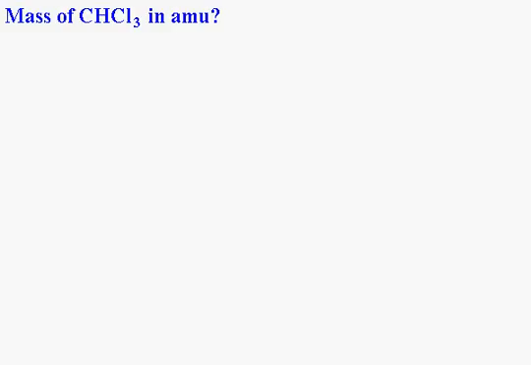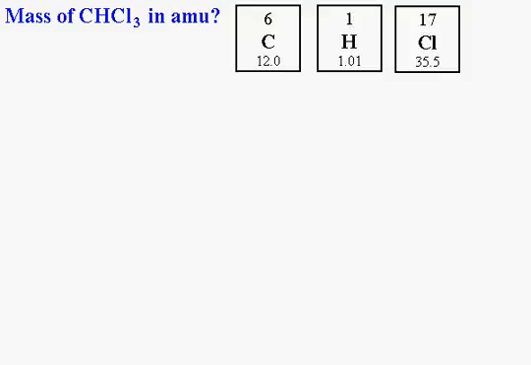In the first part of this example, we're just trying to figure out the mass of CHCl3 in atomic mass units. Well, that's not so bad. We can get the mass of each individual atom in the molecule by just looking at the periodic chart. Well, this molecule has carbon, hydrogen, and chlorine, so we have to look at those three entries on the periodic chart. Carbon's entry tells us that a carbon atom has a mass of 12.0 atomic mass units. That's what that bottom number means.